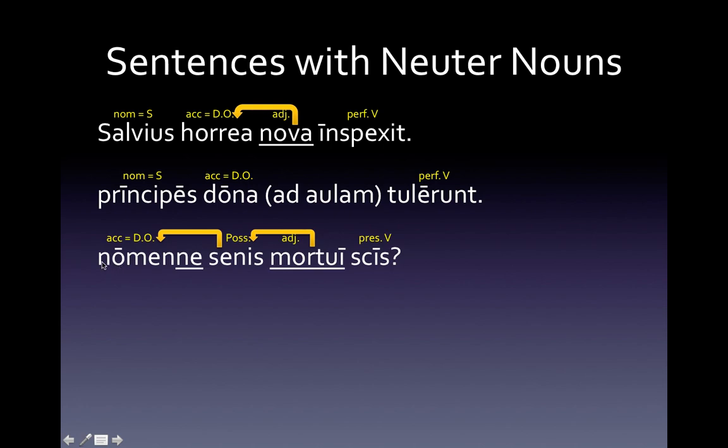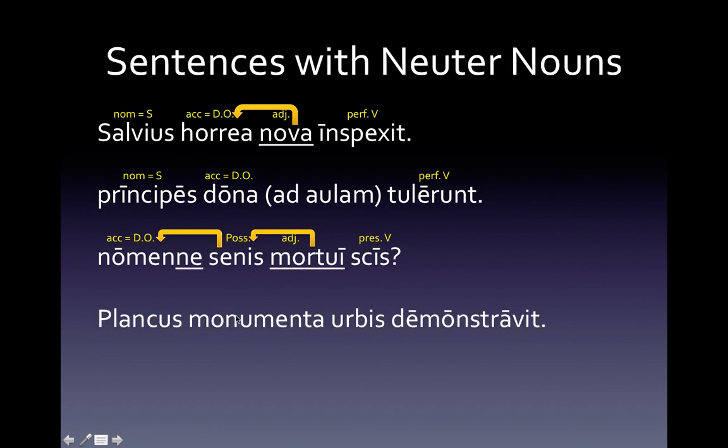And our biggest clue in this sentence is going to come from the verb. The verb is scis. That s right there is your present tense second person singular. Second person singular verbs have you as the subject. So you is the subject, forcing this one over here, nomen, into the direct object position, into its accusative form. So the sentence is going to read, do you know the name of the old man? Or you could say, do you know the old man's name?